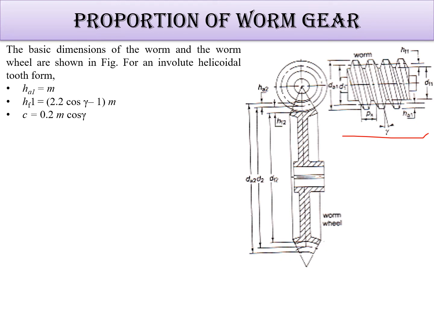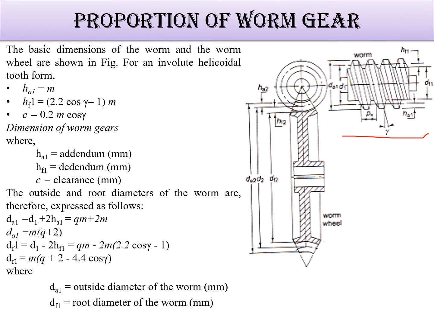So HA1 is equal to M and HF1 is equal to (2.2 cos gamma minus 1) times M. C is equal to 0.2 M cos gamma. Now the dimensions of worm gears are as follows. HA1 is addendum, HF1 is dedendum, C is the clearance. So the outside diameter DA1 is D1 plus 2 times HA1. You can see it, D1 plus 2 times HA1, where HA1 is your addendum. So it is equal to QM plus 2 times M, we can write it in this way, or M into (Q plus 2). This is how we can get the value for DA1.